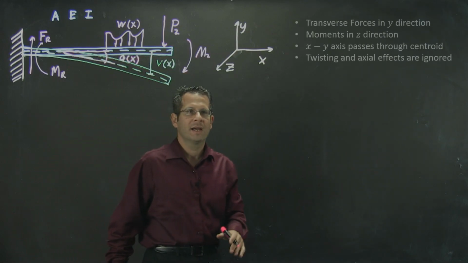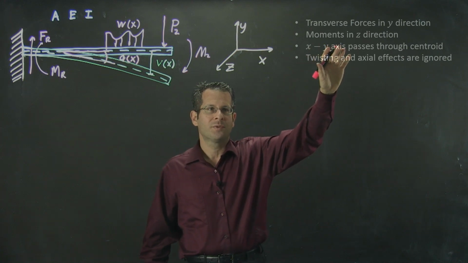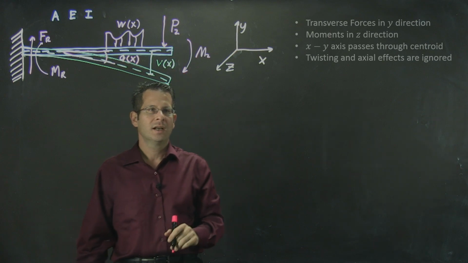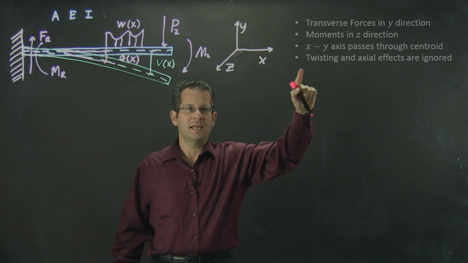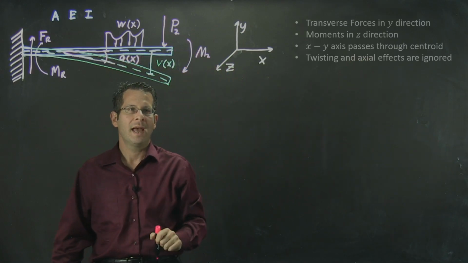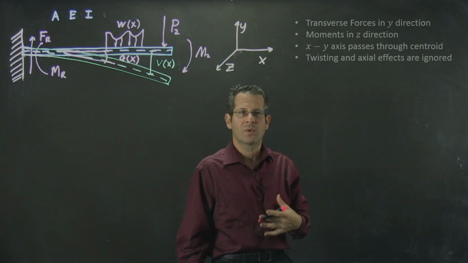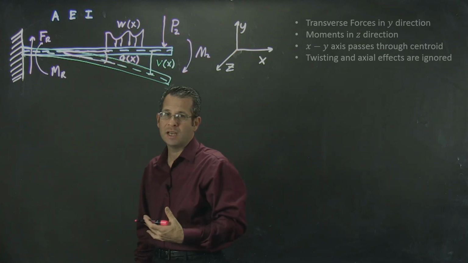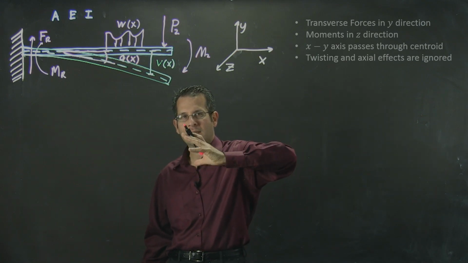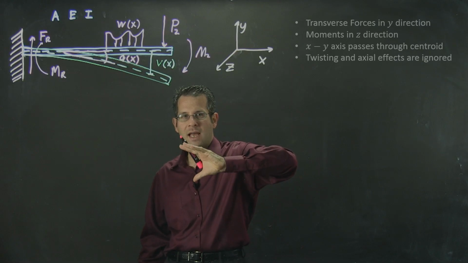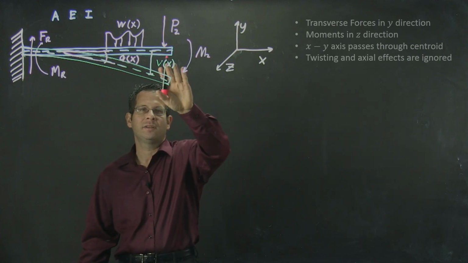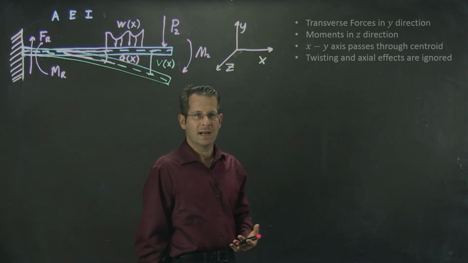So to summarize, we're applying transverse forces now in the y direction. We're applying moments about the z direction. Our coordinate system is such that the x-y axis passes through the centroid of our unloaded beam. And we are making approximations when we're using beam theory, just like we made approximations when we were looking at bar theory. We're assuming that there's no twisting effects about the x-axis. And we're also assuming that any axial effects can be ignored in this analysis.